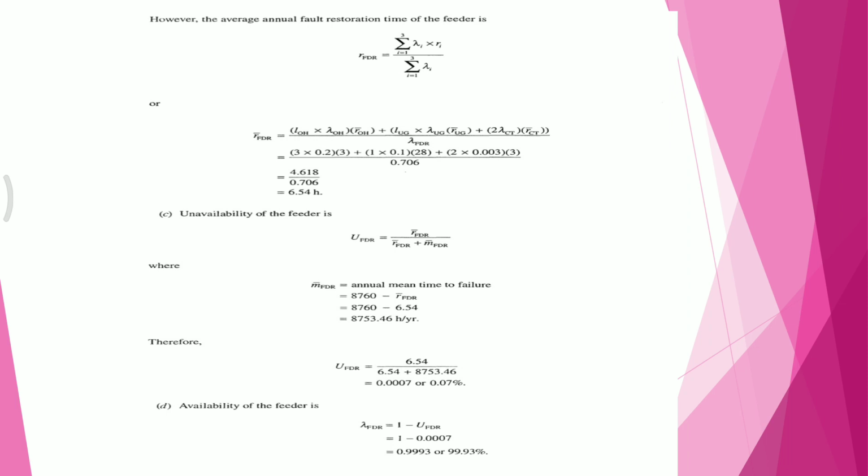The average annual fault restoration time of the feeder is given by the above equation. By substituting the values that are given in our data, we can find that R bar FDR is equal to 6.54 hours.